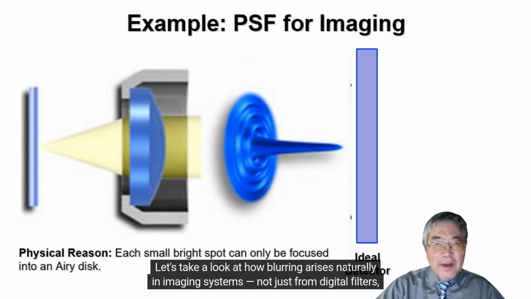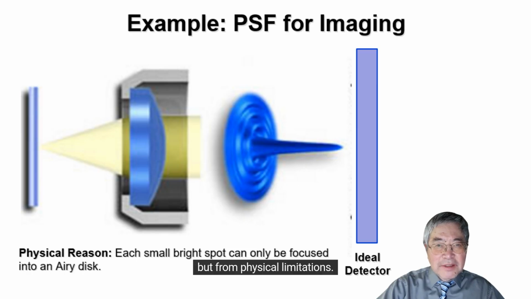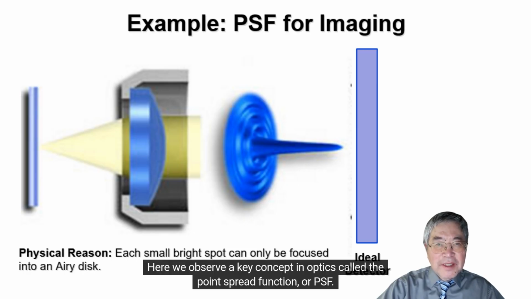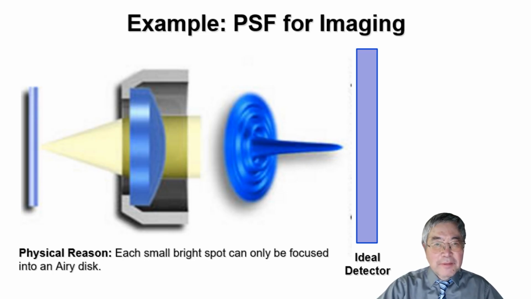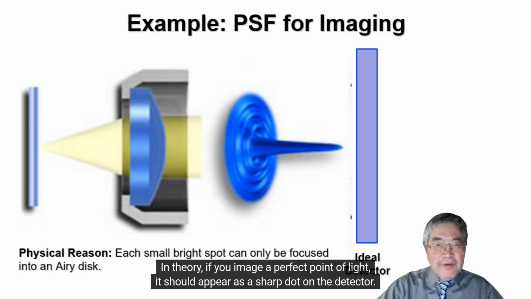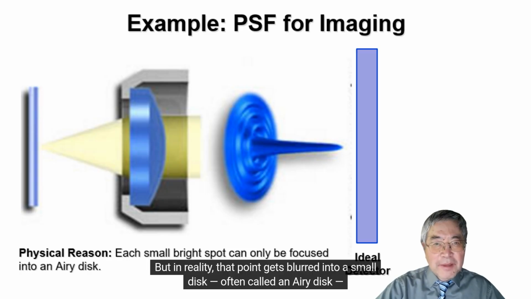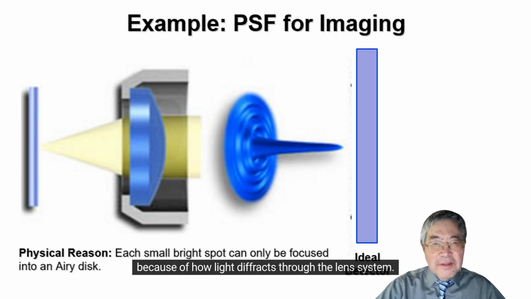Let's take a look at how blurring arises naturally in imaging systems, not just from digital filters but from physical limitations. Here we observe a key concept in optics called the point spread function, or PSF. In theory, if you image a perfect point of light, it should appear as a sharp dot on the detector. But in reality, that point gets blurred into a small disk, often called an Airy disk, because of how light diffracts through the lens system. This is the system's impulse response in 2 dimensions.